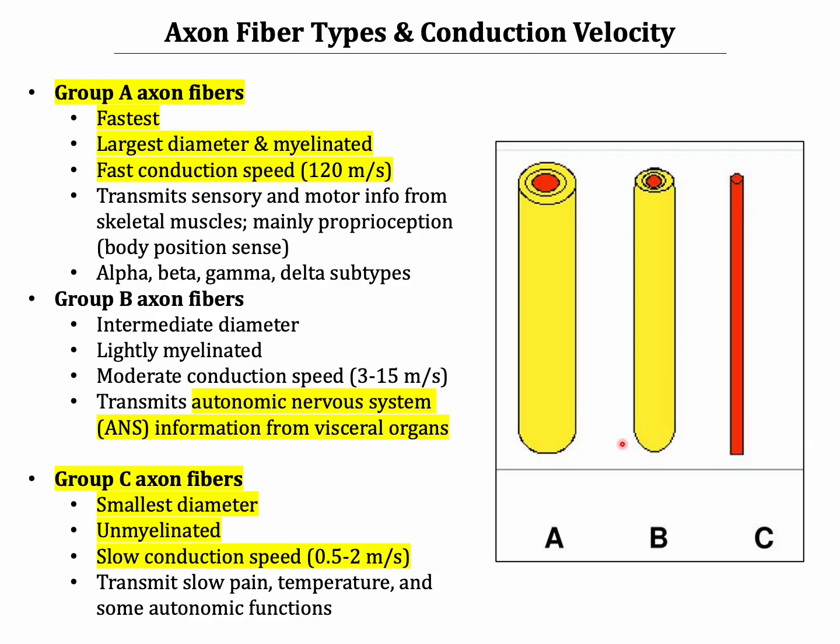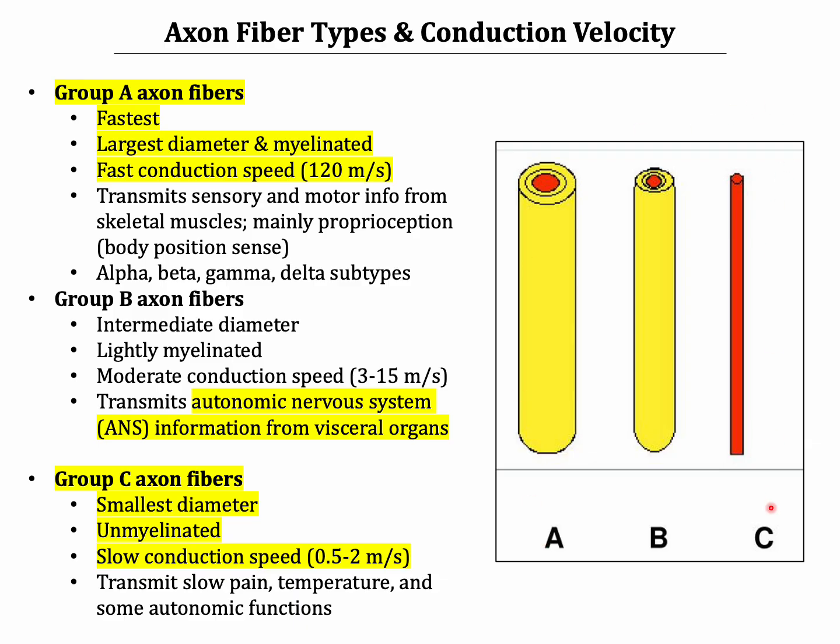Group B kind of being the intermediate ones. So intermediate diameter, lightly myelinated, right? Conduction speeds are much less than their group A. This transmits mostly autonomic nervous system information from like our visceral organs, stomach, heart, things like that. That information needs to get where it needs to go relatively quick, but not as fast as the A.